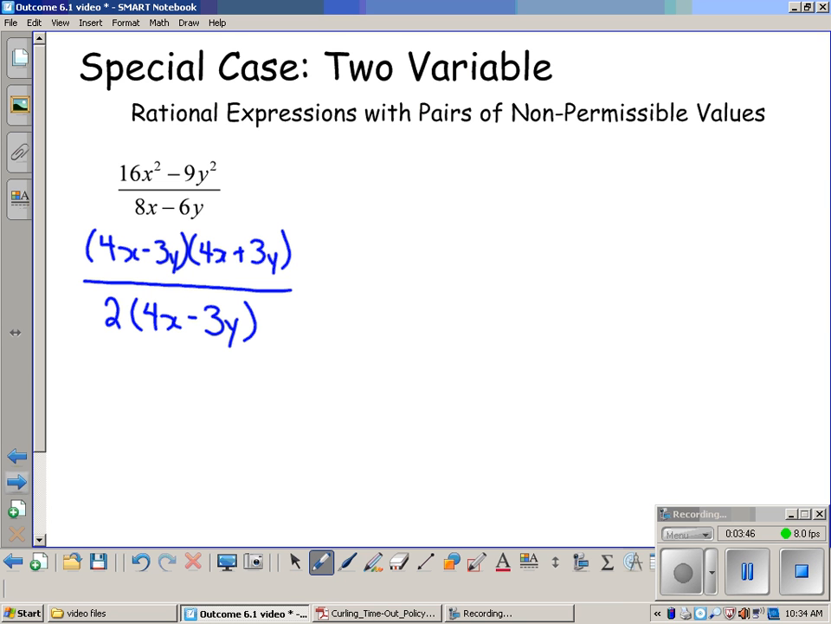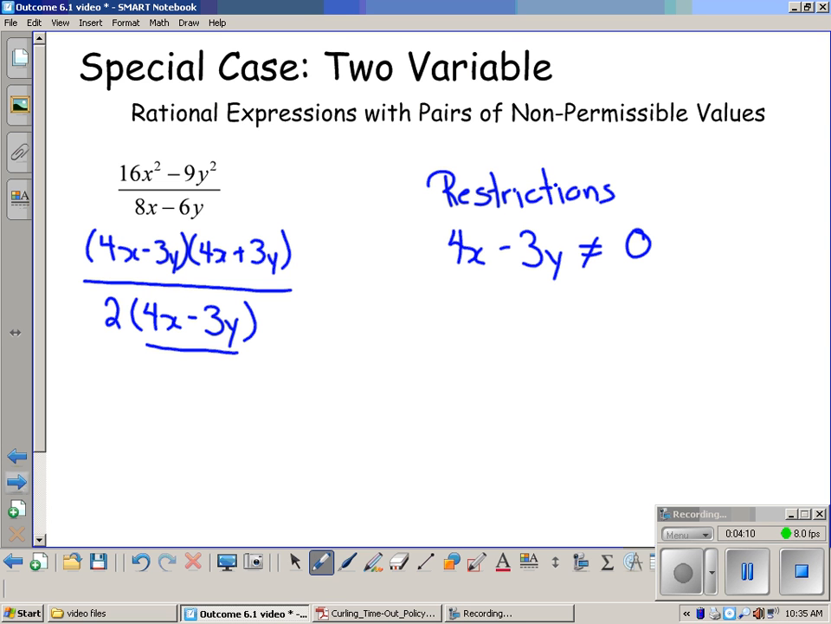I need to remember to look at my restrictions. So what values can x and y not be? It means that I cannot end up with 0 in the bottom. So that means that 4x minus 3y cannot be equal to 0. And so when we're doing restrictions in this, we try and write one variable in terms of the other. So I'm going to try and isolate x.